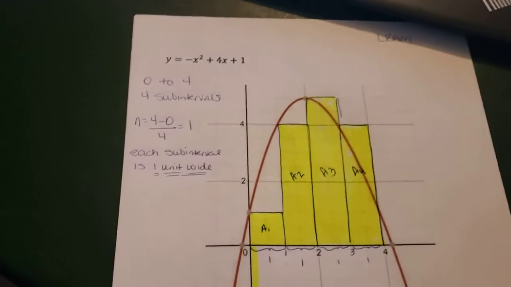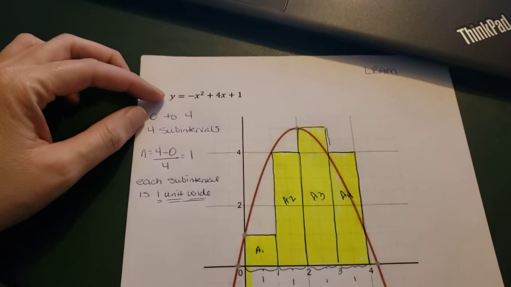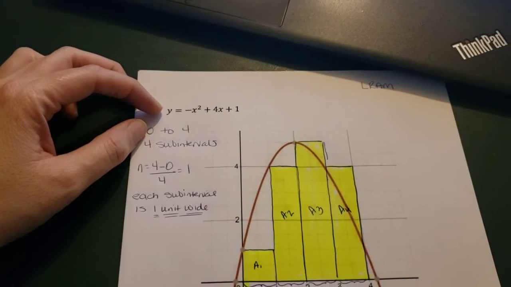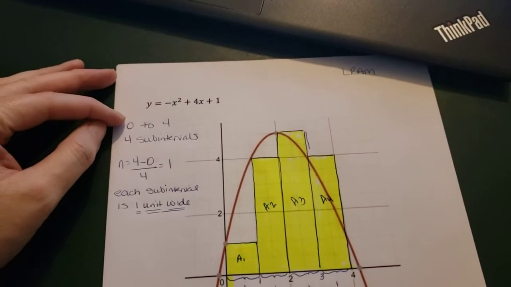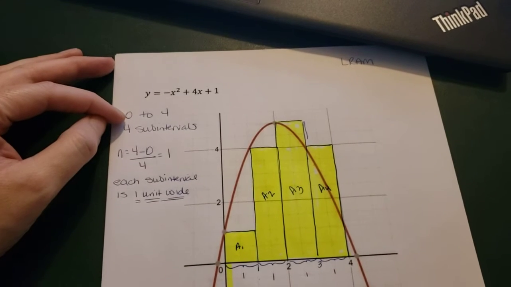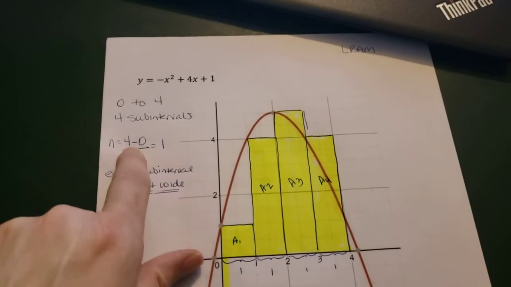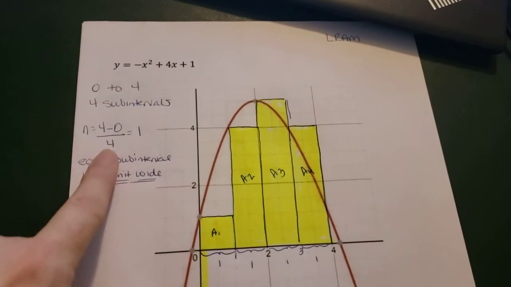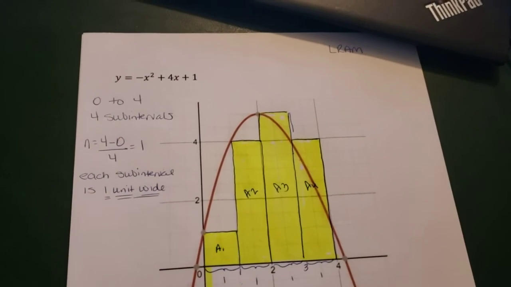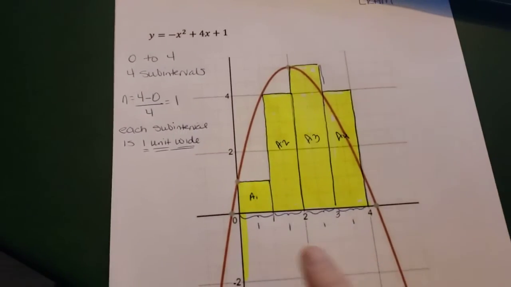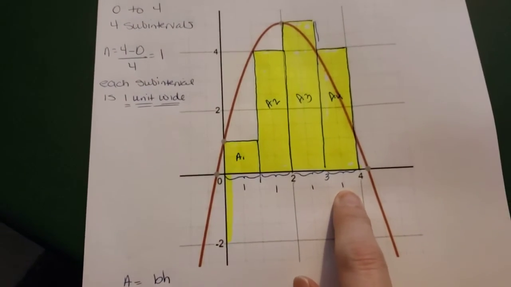So I've set up some things already because the setup can be a little complicated. But we're looking at the function y equals negative x squared plus 4x plus 1. So that's this graph right here. Now, we want to divide this into 4 subintervals from 0 to 4. So what we have to do is take the two ends of our interval, 0 and 4, subtract, and then divide by how many subintervals we want. And that tells us how big each of our subintervals is. So as you can see, I made each subinterval 1 unit wide.